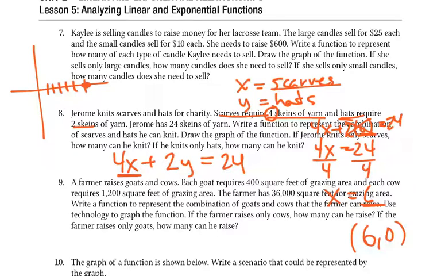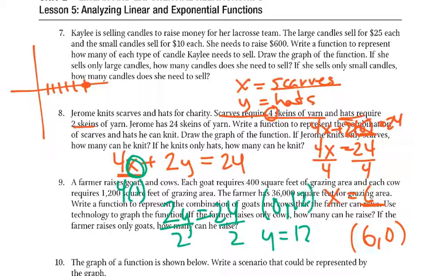That's the point. Then I do it for our hats. So I'd go 4 times 0, which would be 0, so I end up with just 2y equals 24. Divide by 2, and we get y equals 12. So that y-intercept would be 0 for x, 12 for y. So draw that point up there. And then there's my graph.